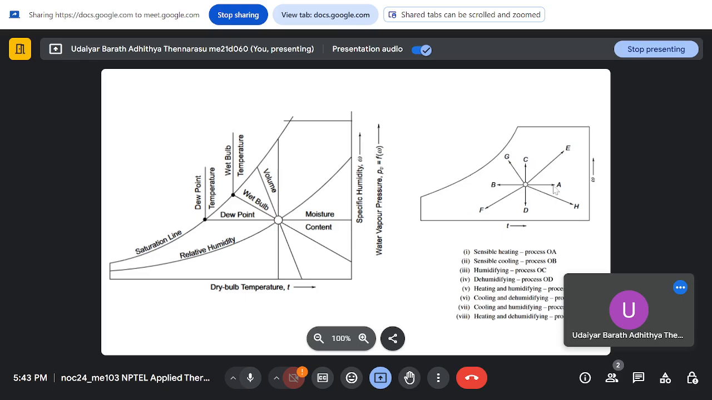This is how the processes are represented. So 0 to A is your sensible heating, and 0 to B is sensible cooling, where there is no change in the mass of water, so you are just heating or cooling. Then 0 to C and 0 to D are humidifying and dehumidifying. In humidifying you are adding water, but your temperature is not changing, and if you are removing water it's dehumidifying. Then there is the combination of heating and humidifying, 0 to E, and cooling and humidifying is 0 to G. Similarly you can have cooling and dehumidification and heating and dehumidification.